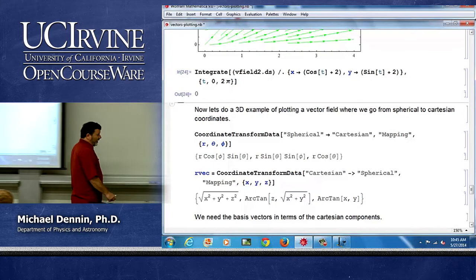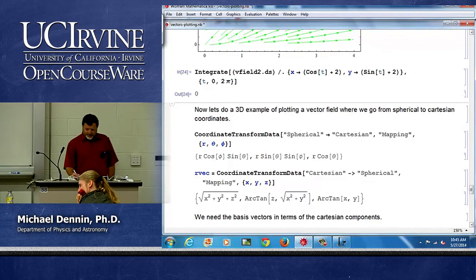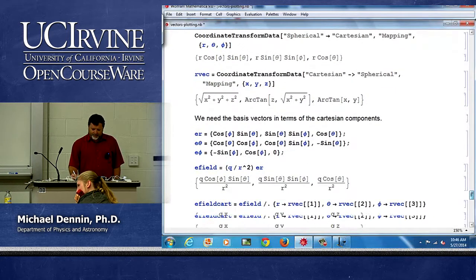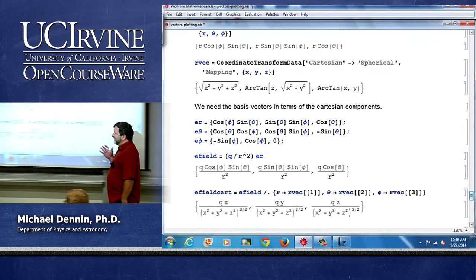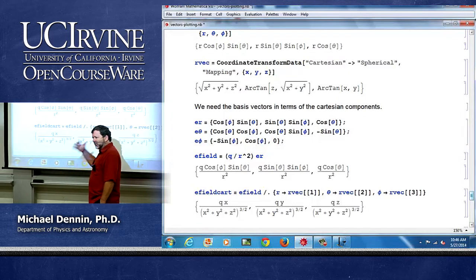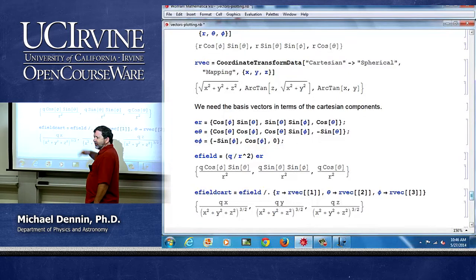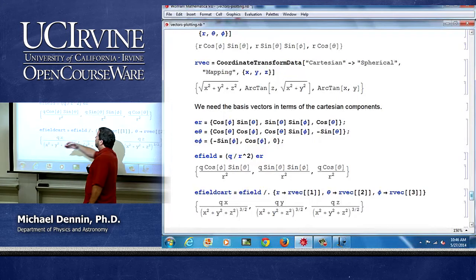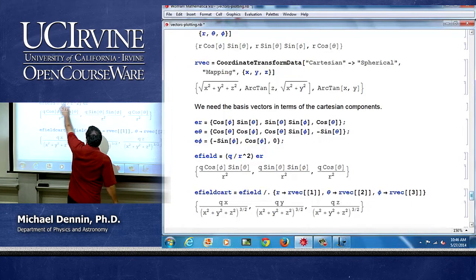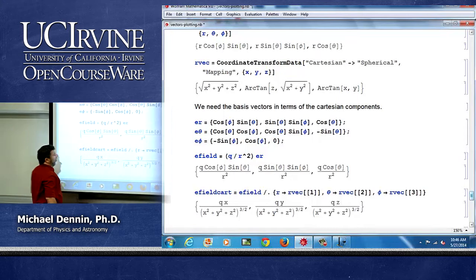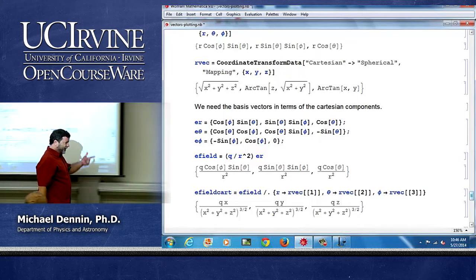Now, if I want to use this cool vector plot stuff, one of the few drawbacks of Mathematica is that at the end of the day, I can only vector plot Cartesian vector fields. And a lot of vector fields we're given are in spherical or cylindrical. So let's plot the vector field of a point charge. I know it in basically spherical coordinates. It's 1 over r squared r hat. So what I need to know is what is r hat, theta hat, phi hat.